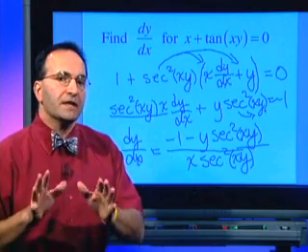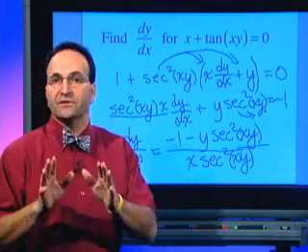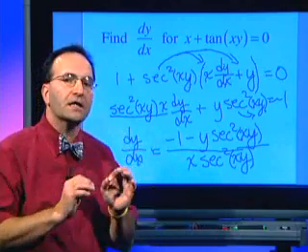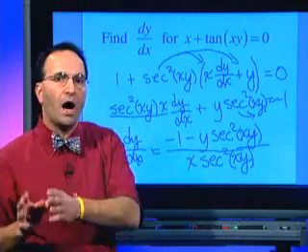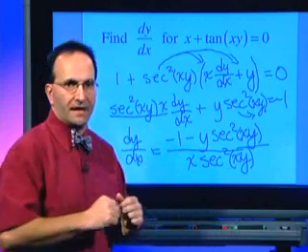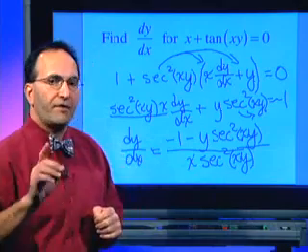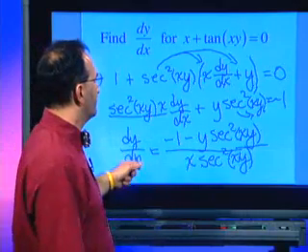So you can see that implicit differentiation is a great technique for equations in which y is not clearly solvable in terms of x. Let's try one in which we need to find the second derivative.